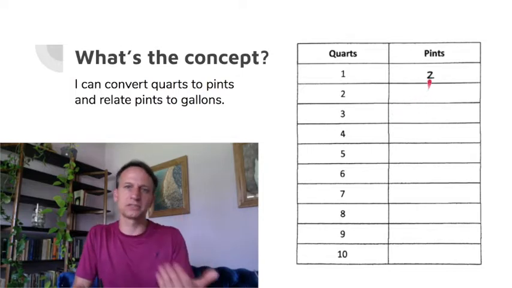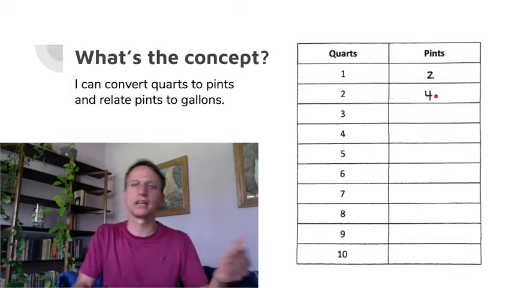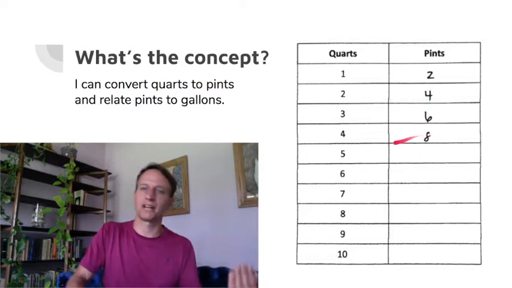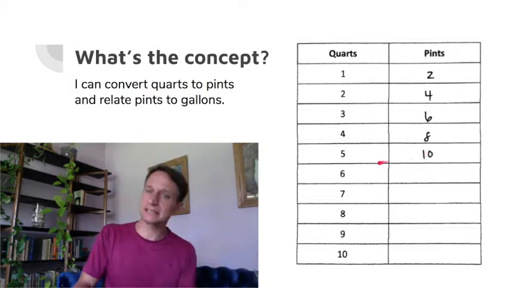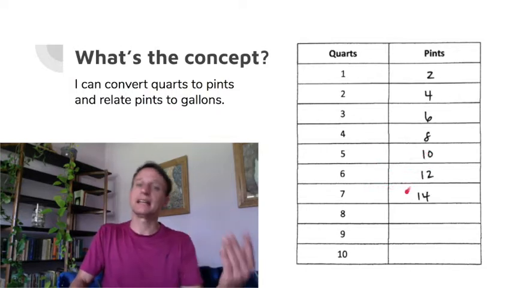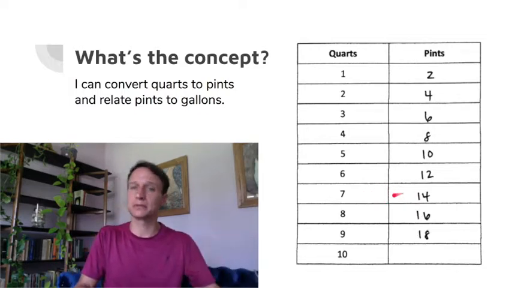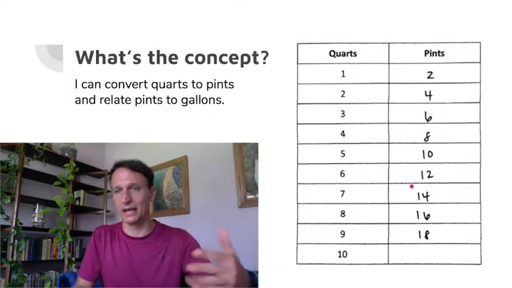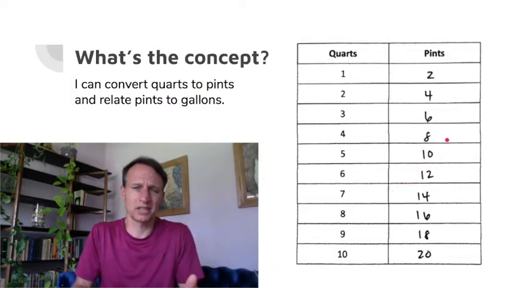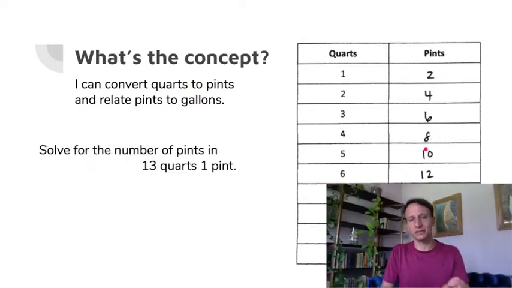So then we're going to be skip counting by 2s, right? The rule is add 2. So 2 quarts is 4 pints, 3 quarts is 6 pints, 4 quarts is 8 pints, 5 quarts is 10 pints, 6 quarts is 12 pints, 7 quarts is 14 pints, 8 quarts is 16 pints, 9 quarts is 18 pints, and of course 10 quarts is 20 pints. Okay, skip counting by 2. I know you're like, dude, you said this was going to be tricky. This is easy. Watch.